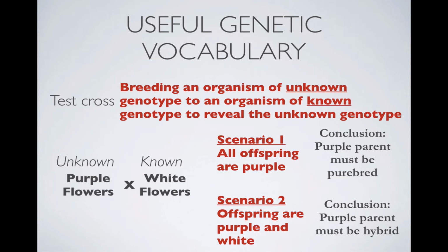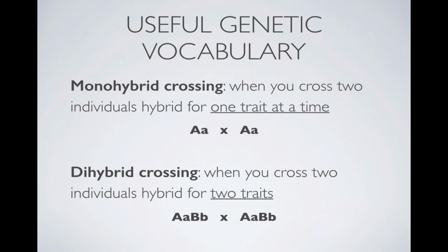If you never get white offspring, if you get a mix of purple and white, you can conclude that the purple parent must have been a hybrid genotype. All right, now monohybrid crosses and dihybrid crosses are similar. They just differ in the number of traits that you're crossing at the same time. Monohybrid crosses, just like they say, is a cross of one trait at a time, whereas dihybrid crossing is when you cross two traits at the same time.